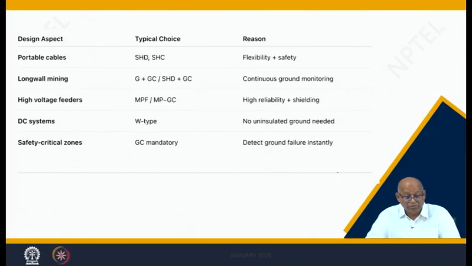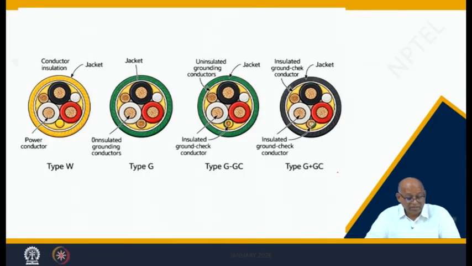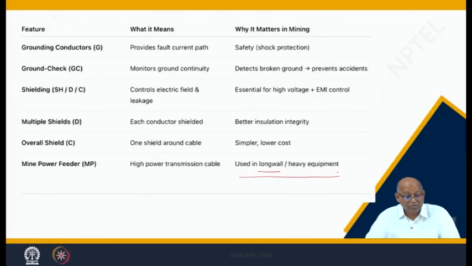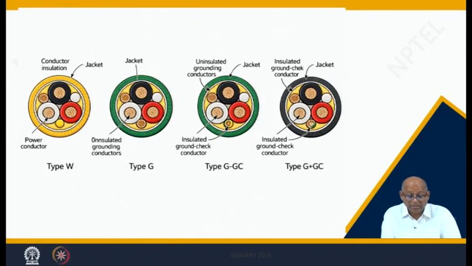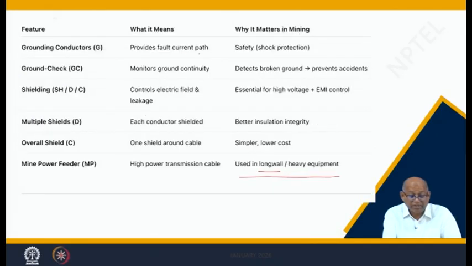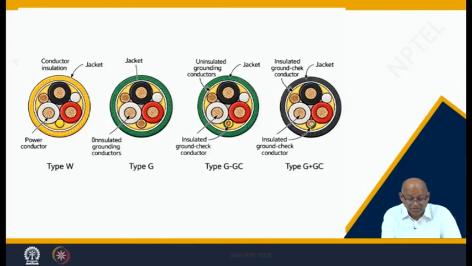So, based on this we will have some pictures, as you can see. This is type W, type G, type G-GC, type G plus GC. So, you can see type G. What is type G? It provides the fault current path, as you can see, type G, uninsulated grounding. This is then type W.